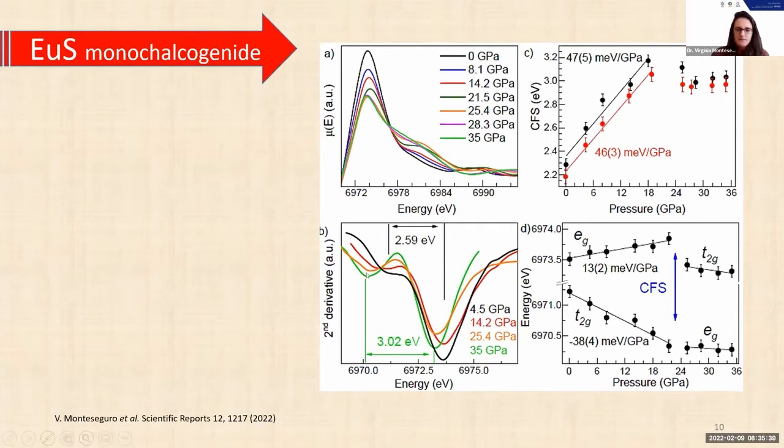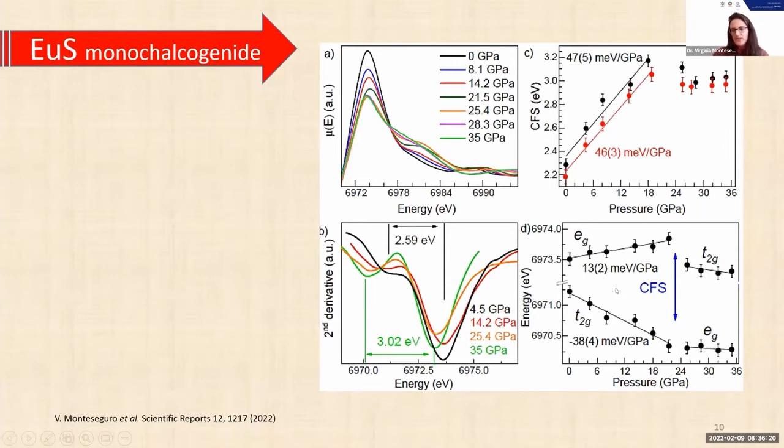This first peak, at lower energy, corresponds to t2g levels, and this peak corresponds to eg levels. So we can see the crystal field splitting. And we also see that as the pressure increases, the crystal field splitting increases. After a Gaussian fit, we can represent the crystal field splitting values under pressure. Before the structural phase transition, we can see the crystal field splitting increases very quickly.